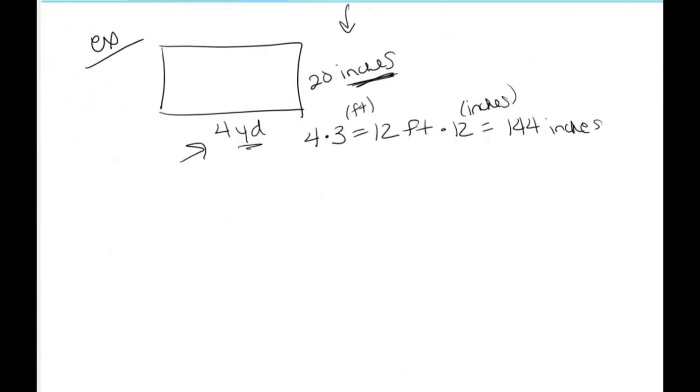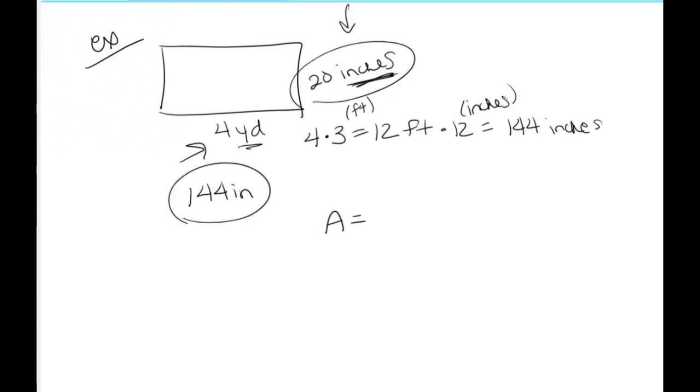But now notice you haven't solved the problem yet. All you've done is converted to the appropriate units so that you have the same units. So now, instead of having 4 yards here, you have 144 inches. And then you have 20 inches over here. So now we can plug in. Area is going to be 144 inches times 20 inches, which is going to give us 2,880 inches squared.